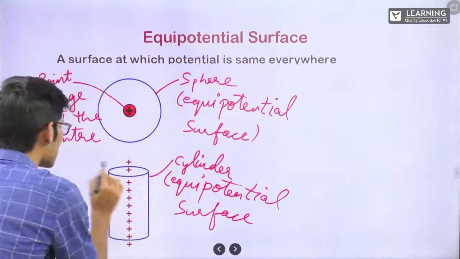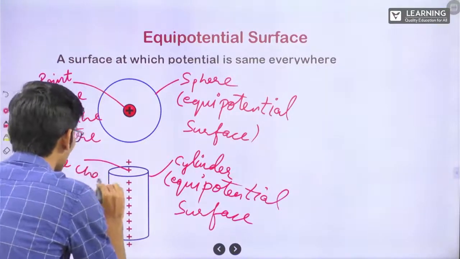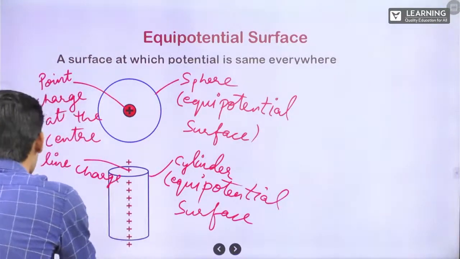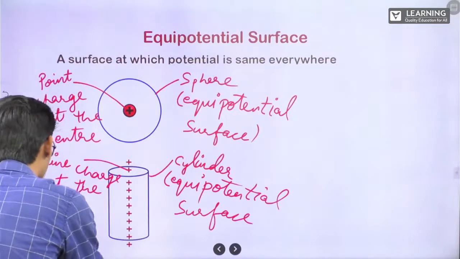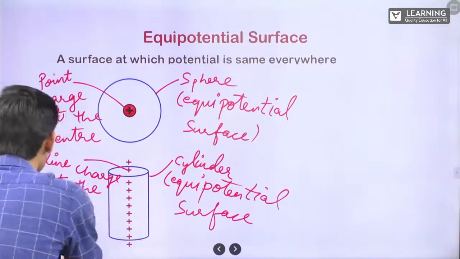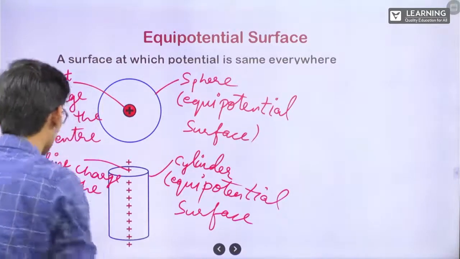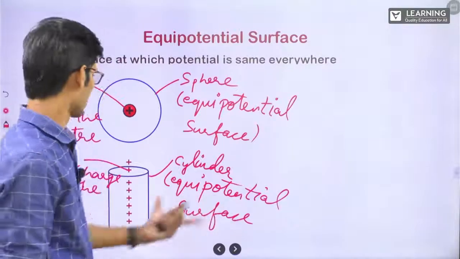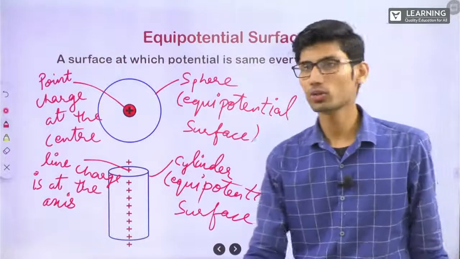This line charge is at the axis of the cylinder. Clear? Note it down.